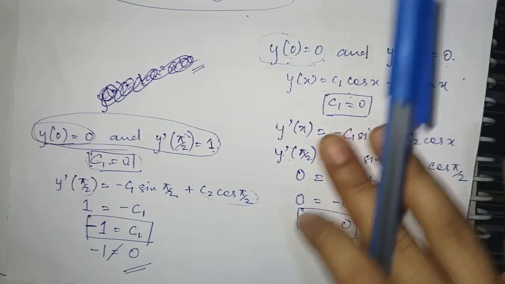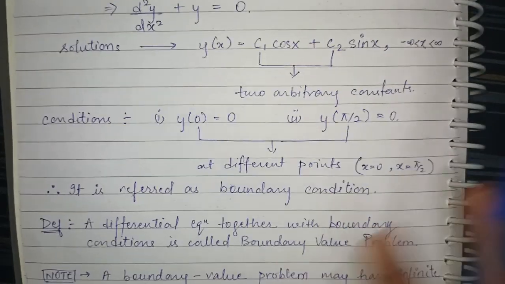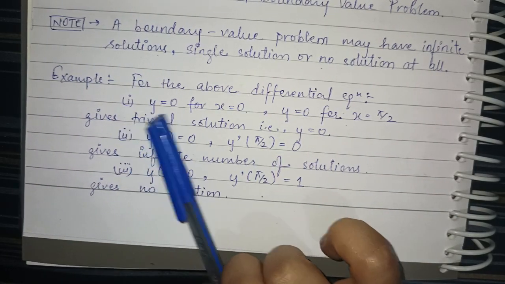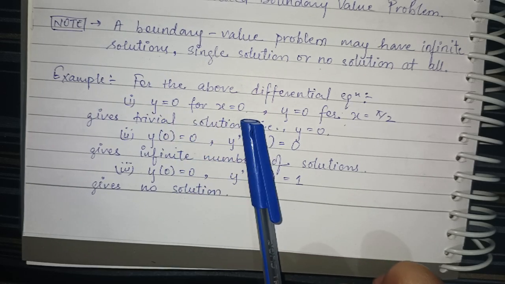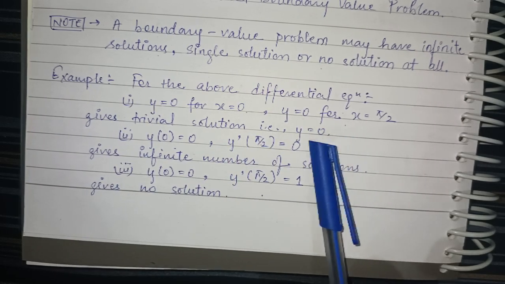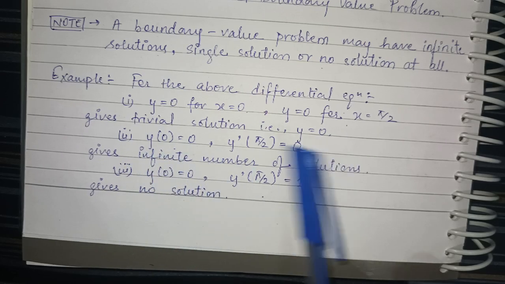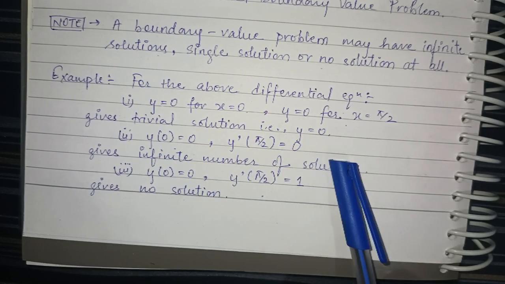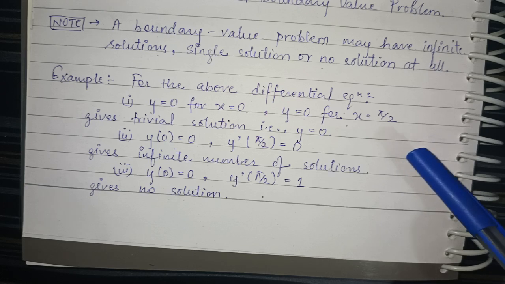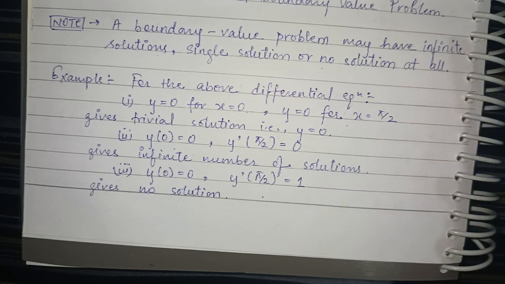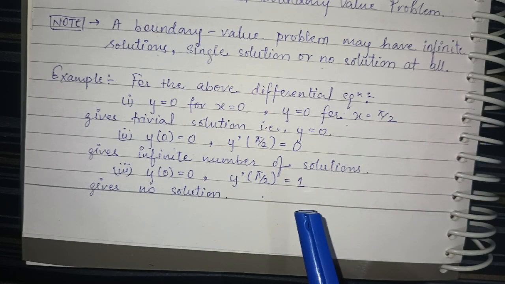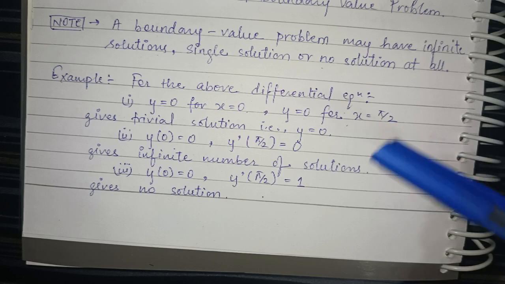So you can see that when I used the first condition, y is 0 when x is 0 and y is 0 when x is pi by 2, we got y equals 0 as the solution. That means it was a trivial solution, a single solution. And when I changed the conditions to y(0) is 0 and the derivative of y at pi by 2 is 0, we were getting an infinite number of solutions, because we were not getting the particular value of c2. So we can take any value for c2, and then we'll get infinite values of y, depending on that c2.